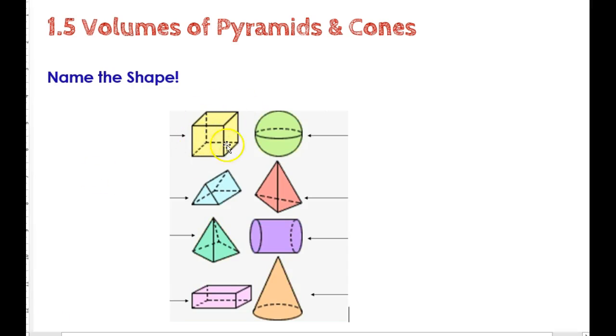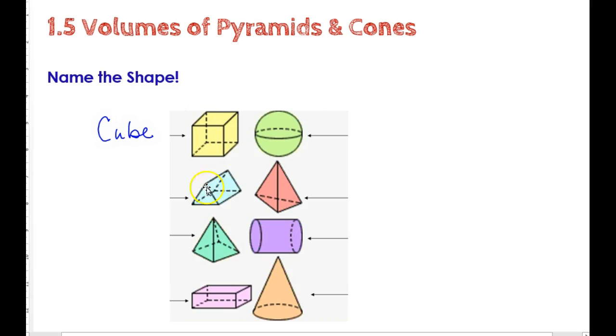So when I look at this first shape here, the yellow one on the upper left, I can see that it has a base that is a square. And because the base is a square and all of the faces are a perfect square, I can say with great confidence that that's a cube. So I'm going to write that in. Now, if you guessed that it was a rectangular prism, then that's actually also correct, because a cube is just a specialized type of rectangular prism where all of the faces are of the same dimension, same length and width.